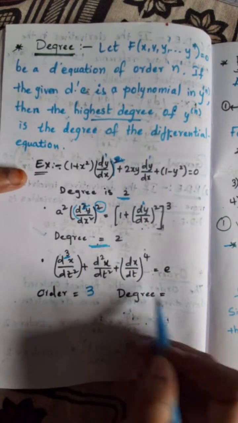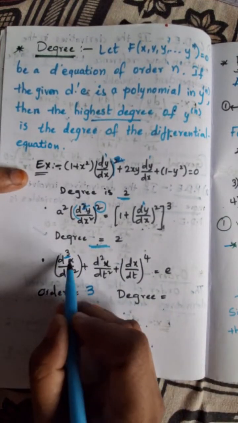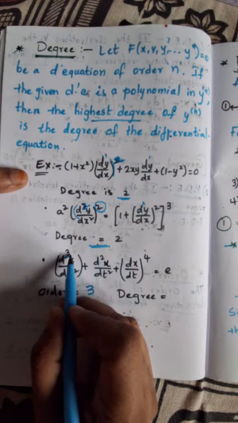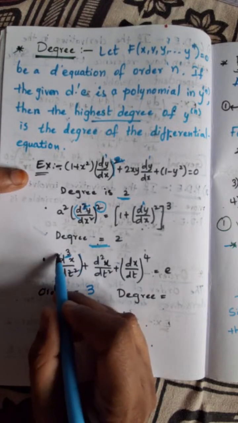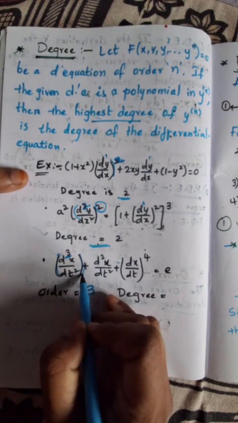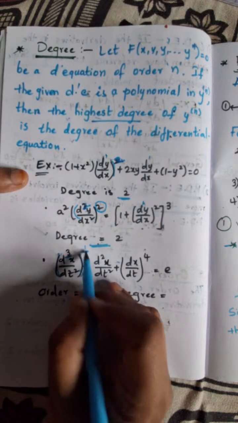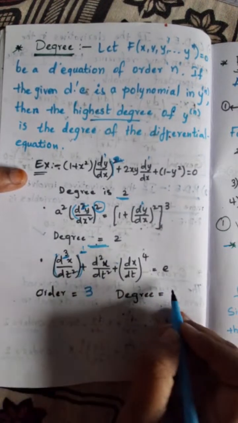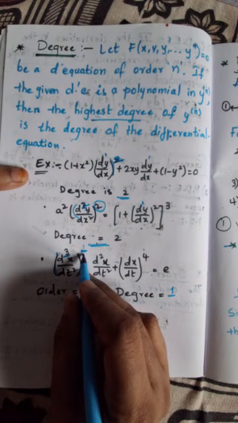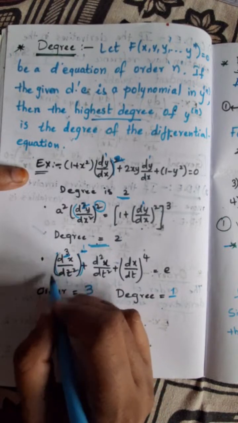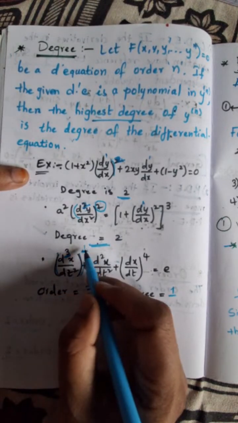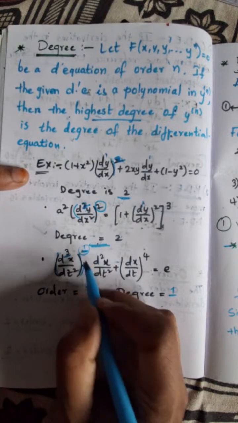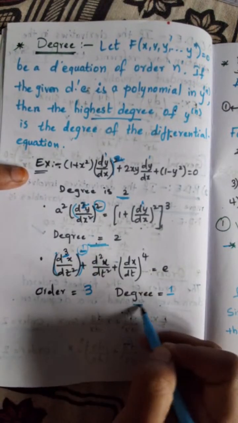Okay, now let us see the degree. What is the power of the highest derivative here? 1. So the degree is 1. n equal to how much? The equation is a polynomial in that derivative, and the power n is what here? 1. So the degree is 1 here.